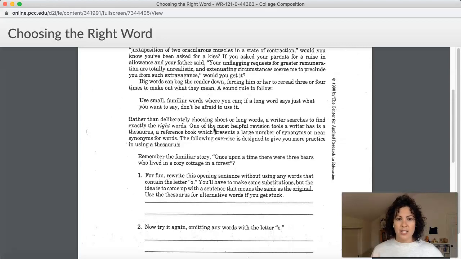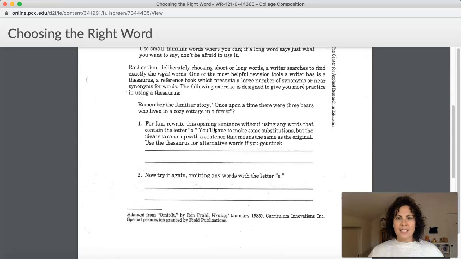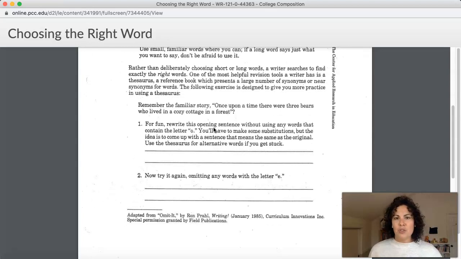You can just go to thesaurus.com, or maybe you have a hard copy left over from years ago. But a thesaurus will give you synonyms of words that mean the same thing, but again, have different connotations, which we know is very important to our writing. So we're going to do some practice here with some familiar tropes.